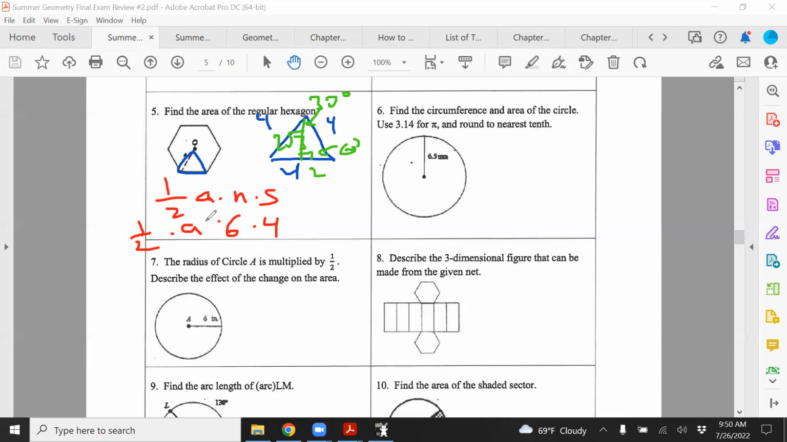And that's the apothem. So it's 1/2 times 2√3 times 6 times 4. Work it out. The 2's cancel here. You get 24√3. That's the area of the hexagon.